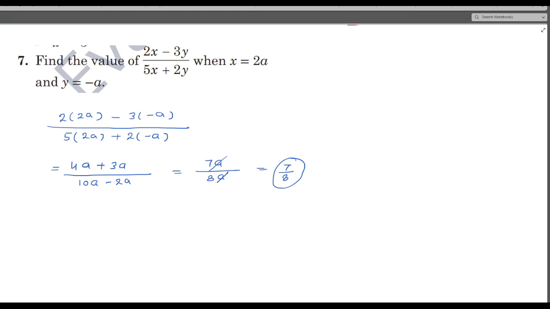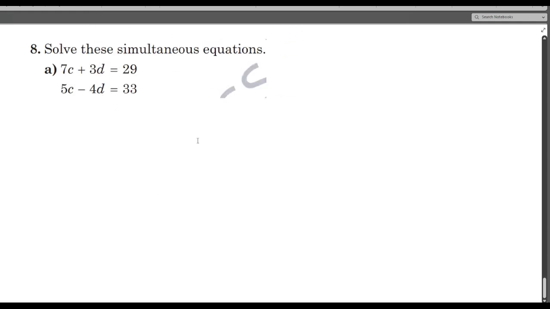Now 8th question. Again we are doing simultaneous equation. Simultaneous equation in two variables. Okay, so let us do this. First question 8. Solve the simultaneous equation. Now here it is preferable to use elimination method. So this first equation, better we multiply by 4.